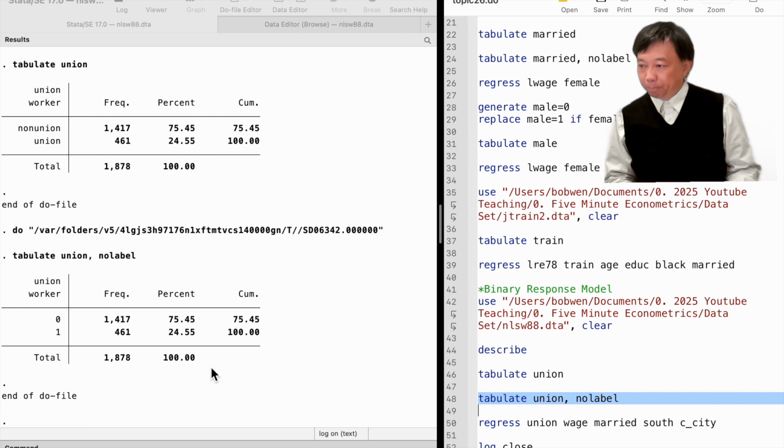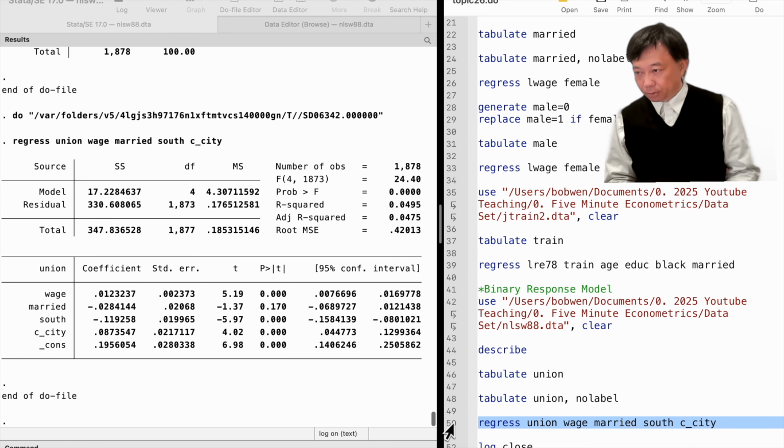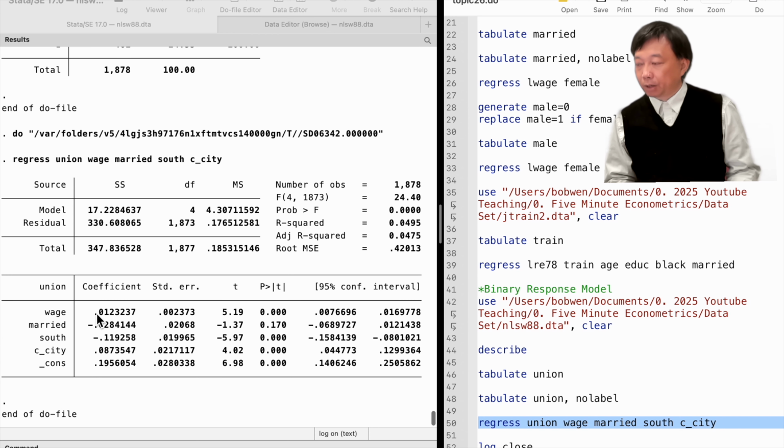In a linear probability model, the coefficients represent the average marginal effects of the explanatory variables on the probability of the outcome, such as the probability of joining the union in our model. $1 more in hourly wages increases the probability of becoming a union member by 1.2 percentage points. The probability of joining the union for workers living in the South is 12 percentage points lower than other workers.